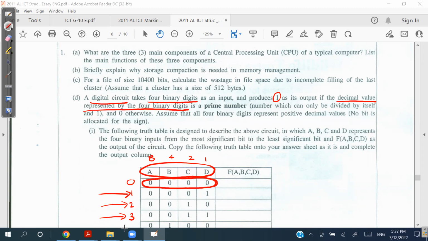So likewise, if you find a prime number from the representation of these values, the circuit is going to output 1. So for 1, 2, and 3, there will be 1 indicating. If you do not consider 1 as a prime number, it's okay. You can mark 1 in the second row as well as in the third row as well as the fourth row. That means these 2 positions, right? So likewise, you have to fill the truth table.